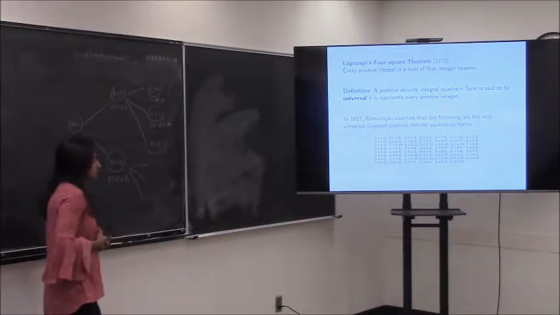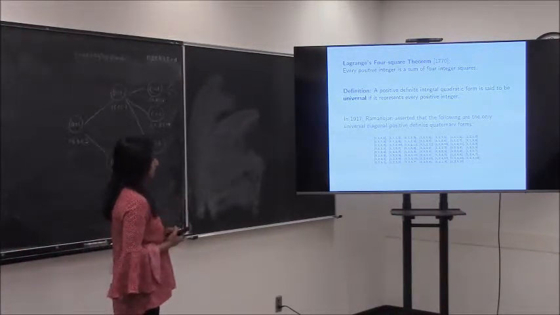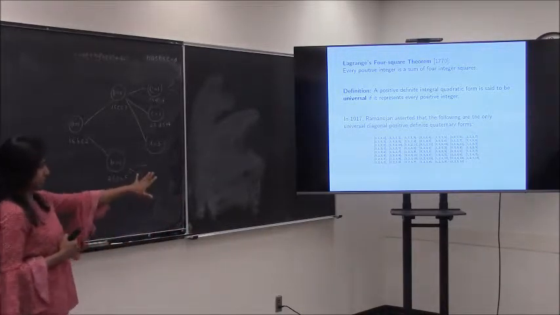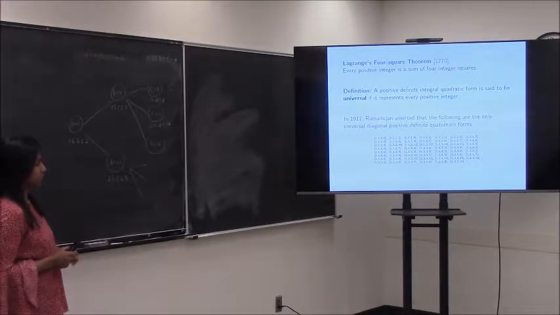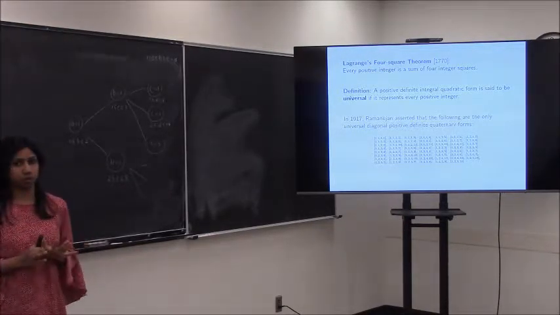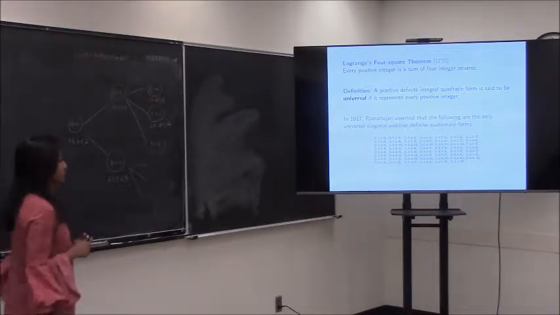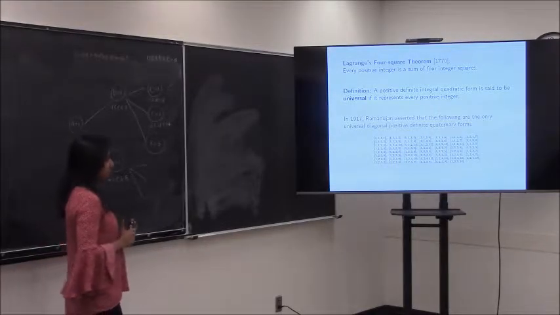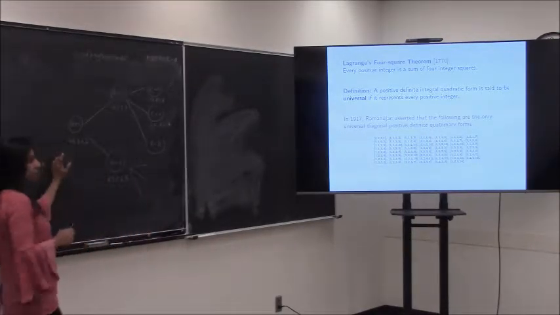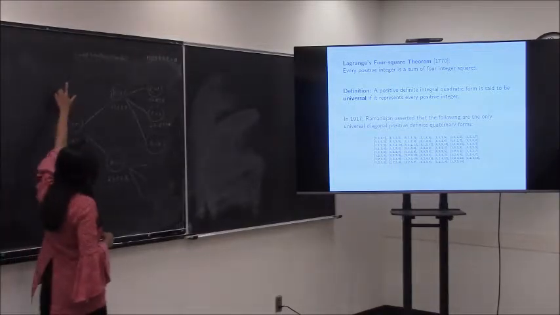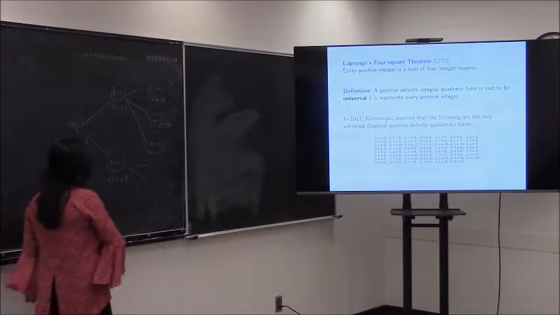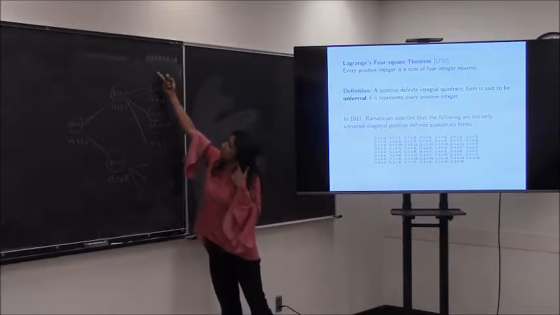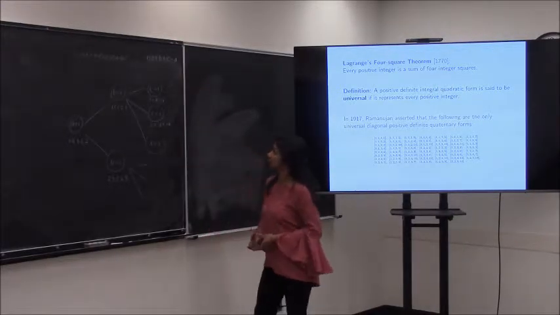And in 1917, we find an interesting result, as I mentioned earlier, by Ramanujan. He asserted that the following list given here are the only universal diagonal positive definite quaternary forms. Quaternary means dimension 4. So when we think about this, the argument is not that difficult. That's what I have here on this board. If you have a diagonal form like this, with this condition, let's use this order for the coefficients A, B, C, D.